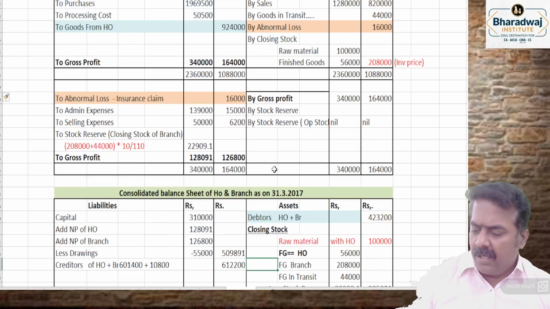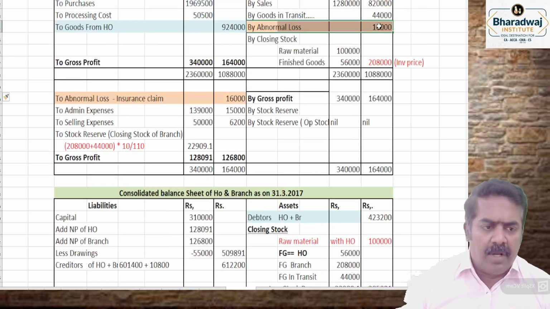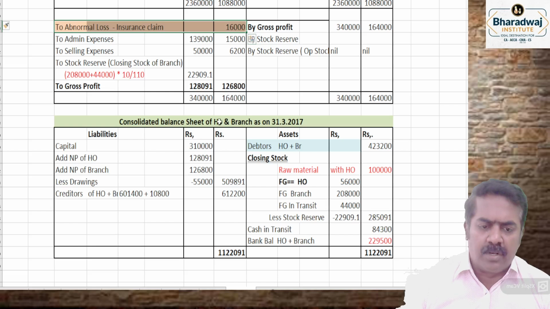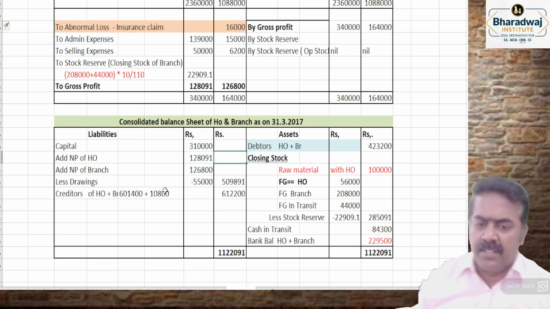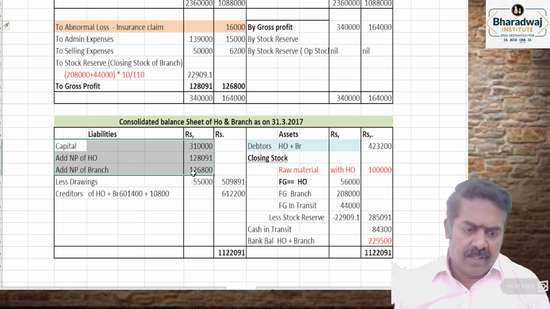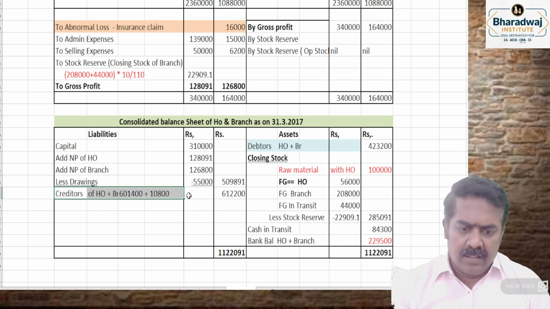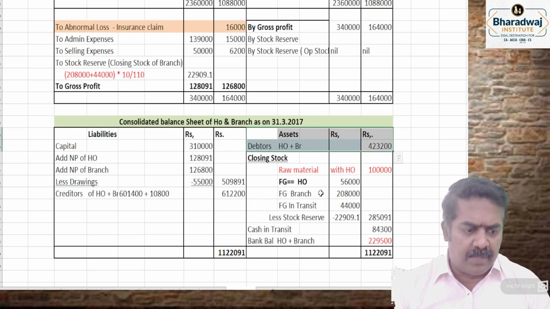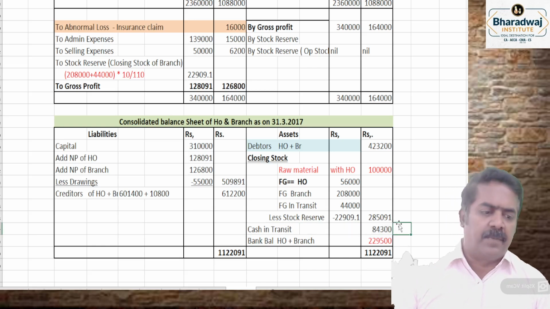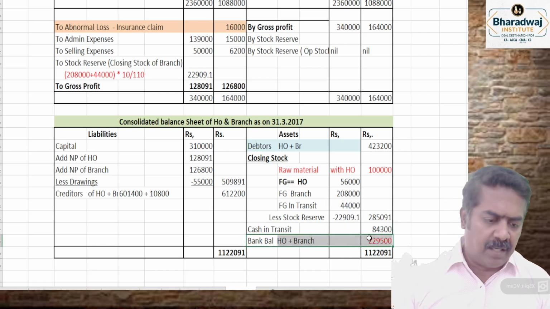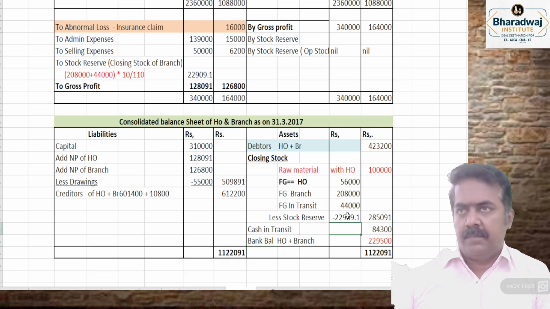See, abnormal loss, where do we credit and debit? Abnormal loss is recognized in trading account, P&L account after insurance claims, it is charged. Capital we add net profit minus drawings. We get the net amount to the outer column. It's a consolidated balance sheet of head office and branch. So both head office and branch assets are included. Cash in transit means remittance but not receipt. Bank balance of head office and branch, we take it.